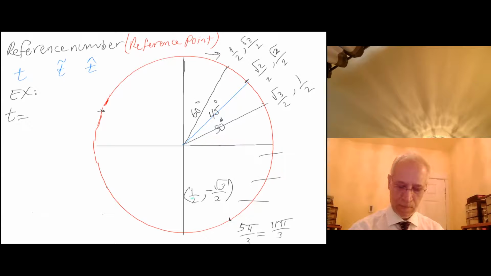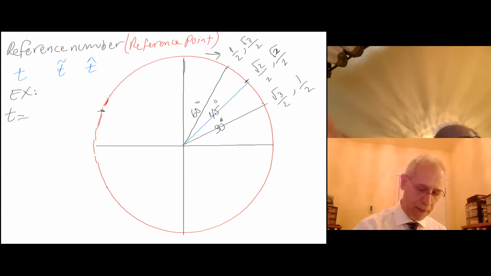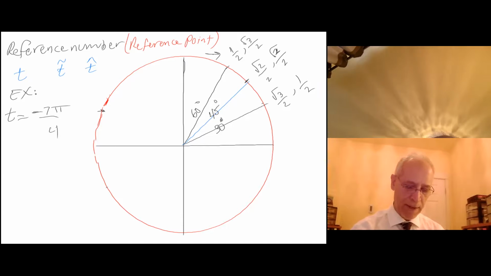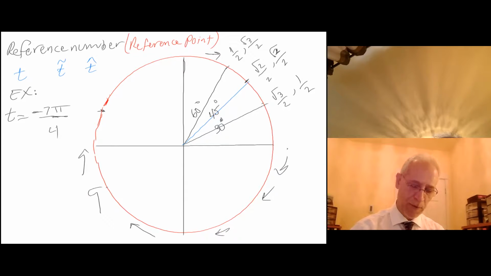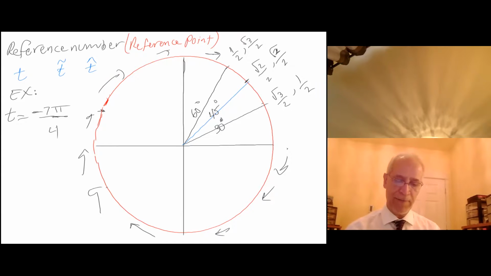So, suppose I have negative 7 pi over 4. I have to be careful with this because when it's negative, I have to go clockwise. So I have to go 1 pi and 3/4 of a pi, okay? Going this direction, starting from here. Here's my 1 pi and then 3/4 of a pi. I'm going to land on 45 degrees, which is pi over 4, okay?